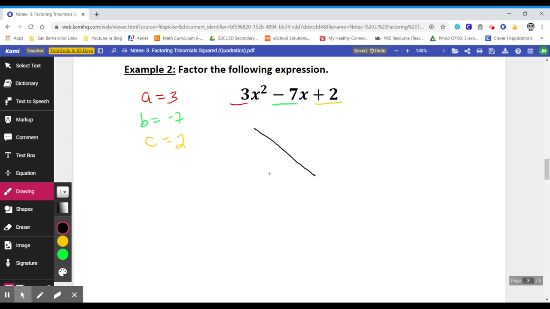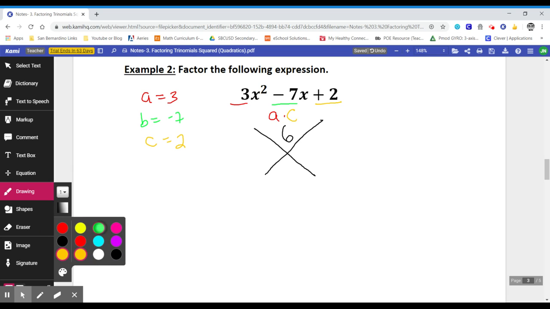So I want to factor this. I'm going to make a big X. I'm going to multiply a times c and put it on top. That would be 3 times 2, which would be 6. I'm going to put 6 on top. So that would be a multiplied by c. And then on the bottom, I'm going to put b. So I'm going to leave that as negative 7. And that was b.